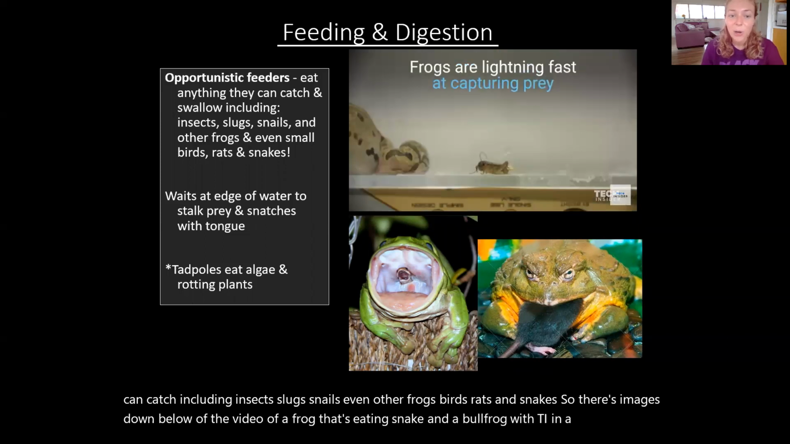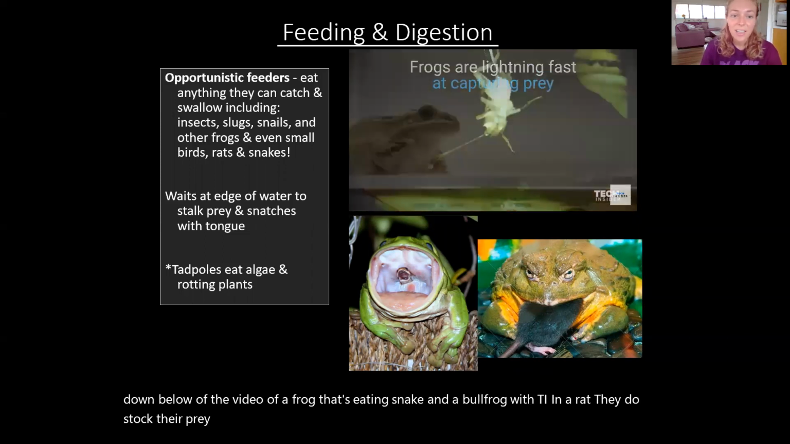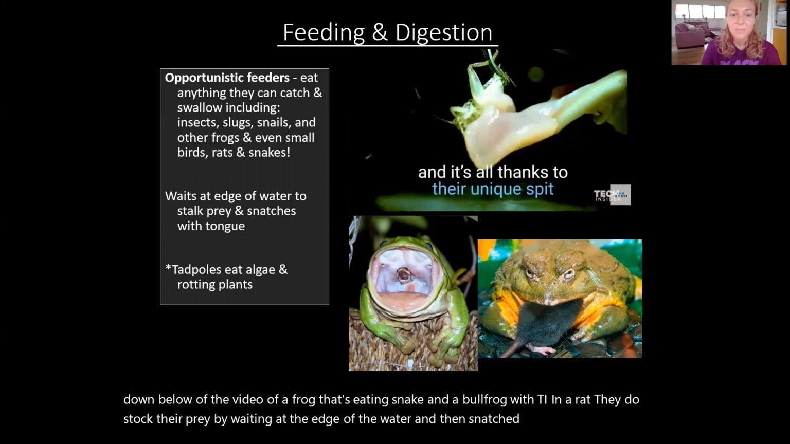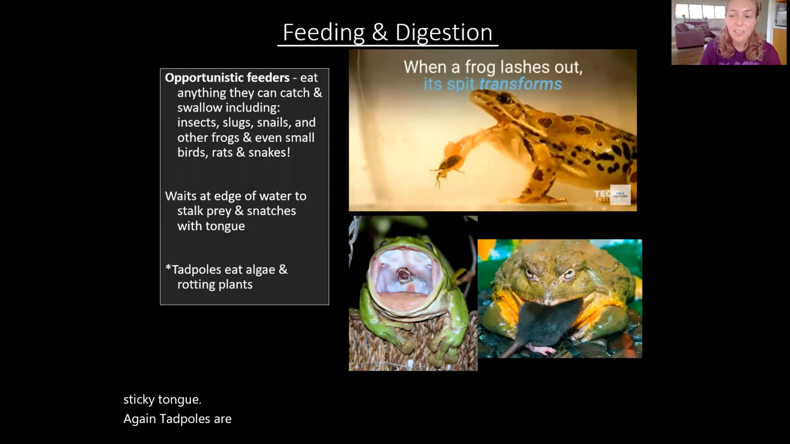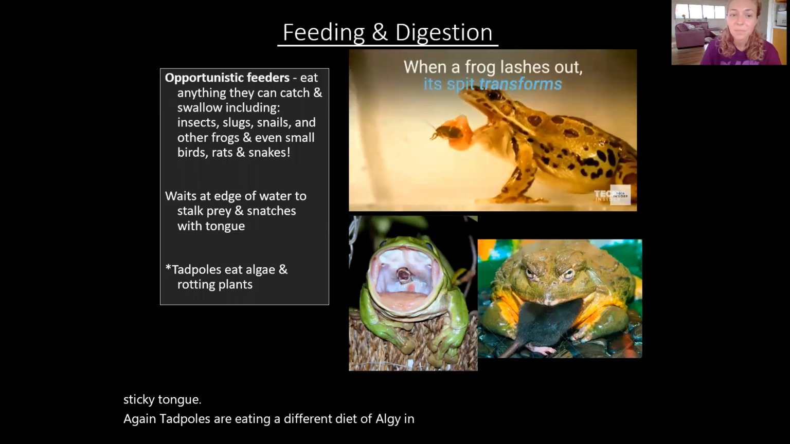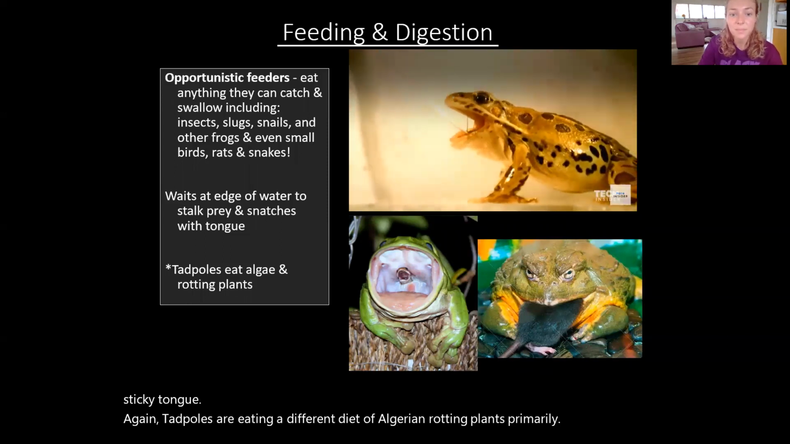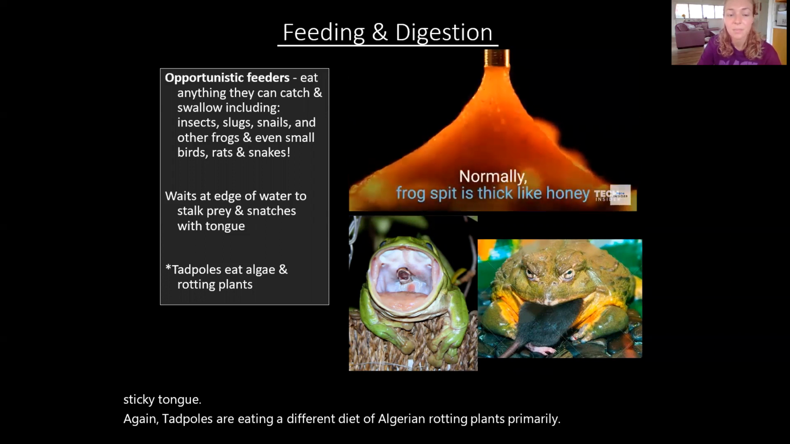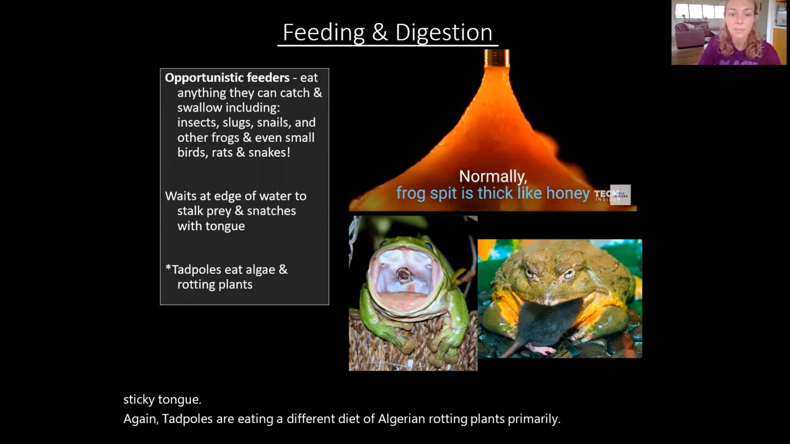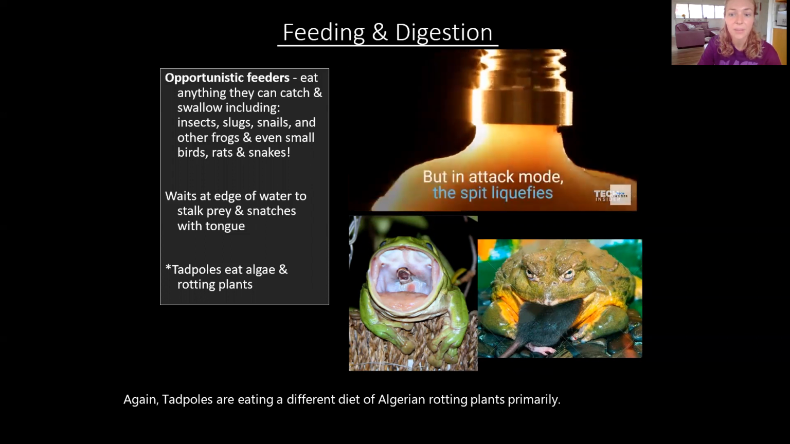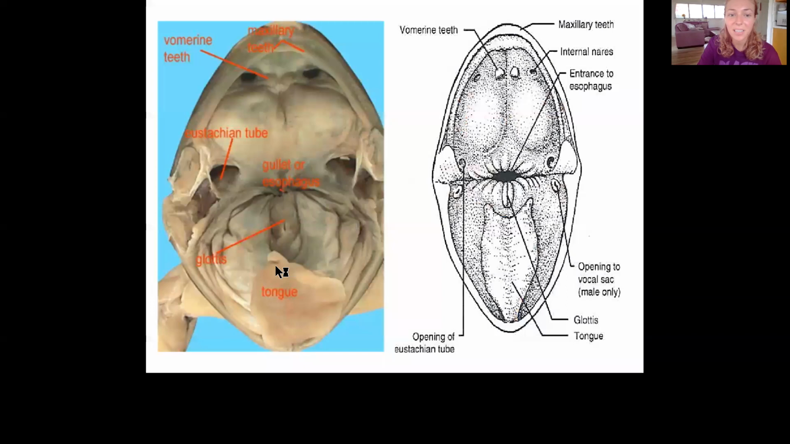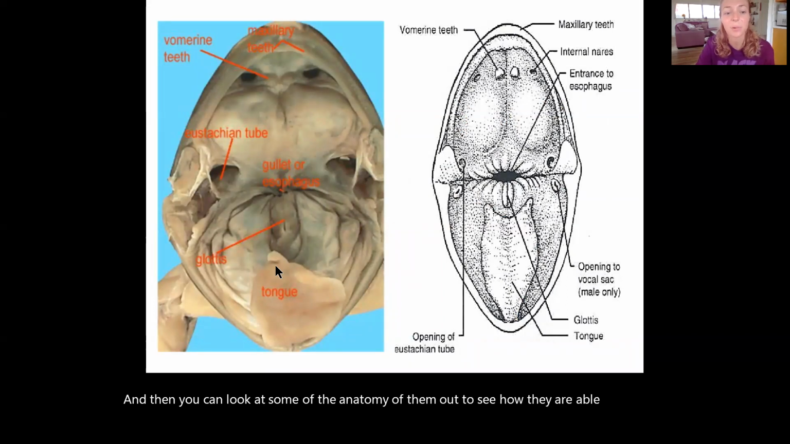They do stalk their prey by waiting at the edge of the water and then snatch them with their sticky tongue. Again, tadpoles are eating a different diet of algae and rotting plants primarily. And then you can look at some of the anatomy of the mouth to see how they are able to catch and grab onto their prey as well.